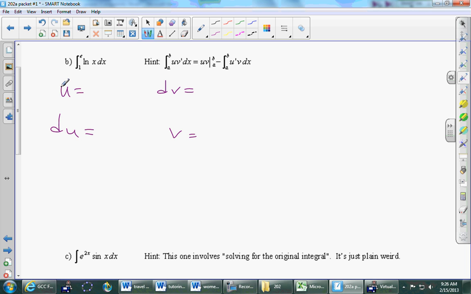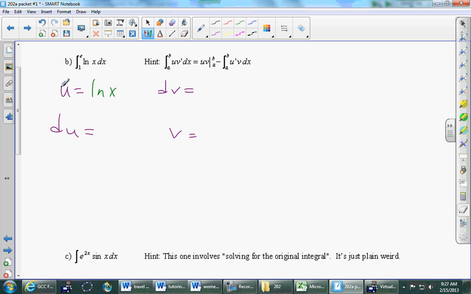Okay, this one's kind of weird because usually there's 2 functions multiplied together and we split them up. But here there's only one function, ln of x. Well, your choices are either to put the ln of x here or to put the ln of x there, right? If you put the ln of x here, what do you need to do to go down? Integrate it. Do we know how to do that? No, let's not put the ln of x there.